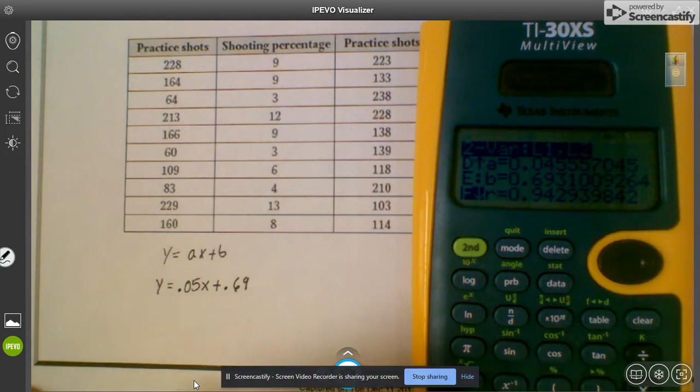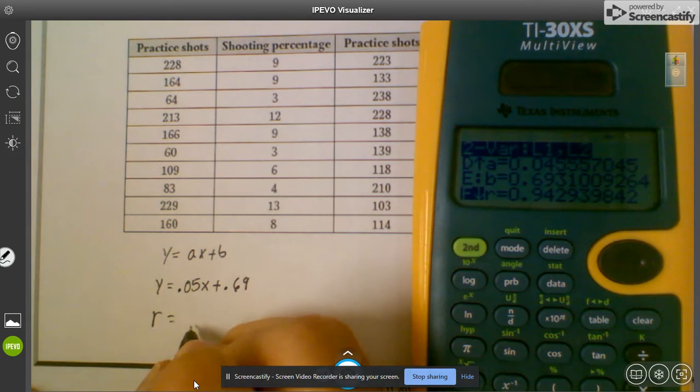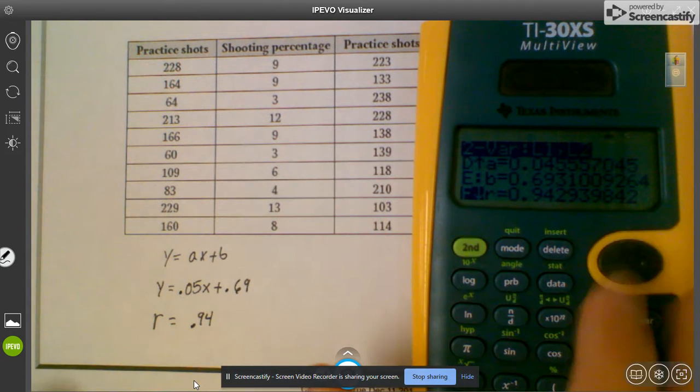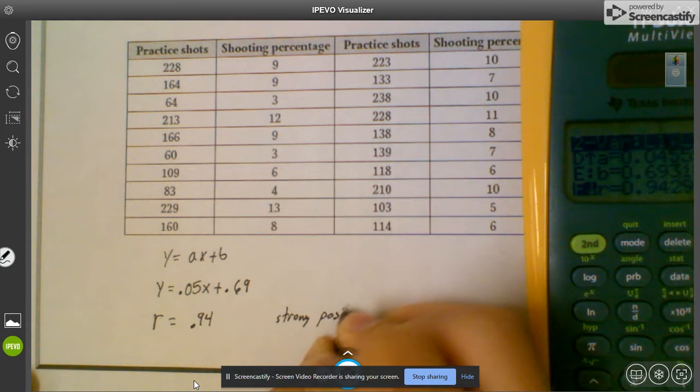Now, the next thing we want to look at is that R value. That R value on this thing is 0.94. That's what I'm talking about. That is a very strong positive correlation. That means that these two things are very closely related to each other. So how would you describe that? It is a strong positive correlation.